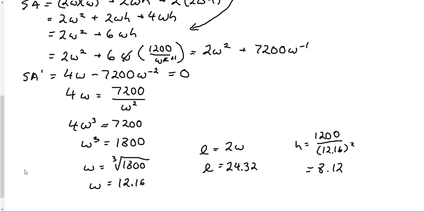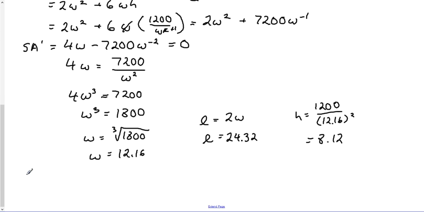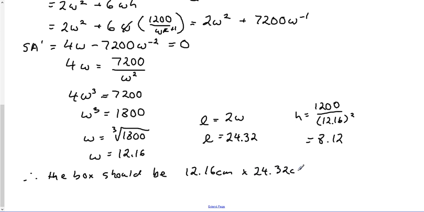So those are our dimensions. So we finish it all off by writing a nice little conclusion here. Therefore, we'll just say the box should be 12.16 centimeters by 24.32 centimeters by 8.12 centimeters. And we're done.